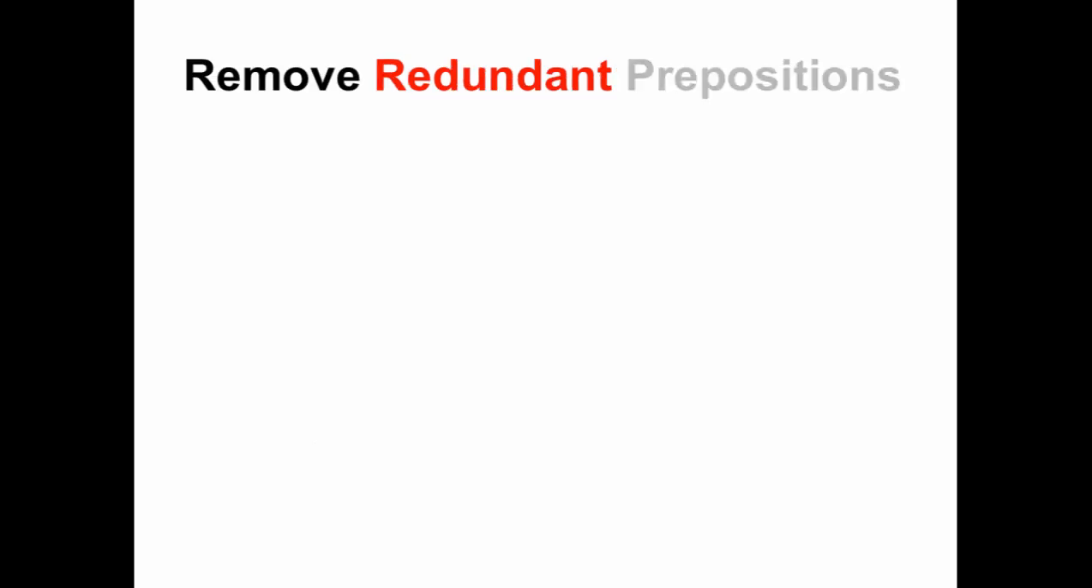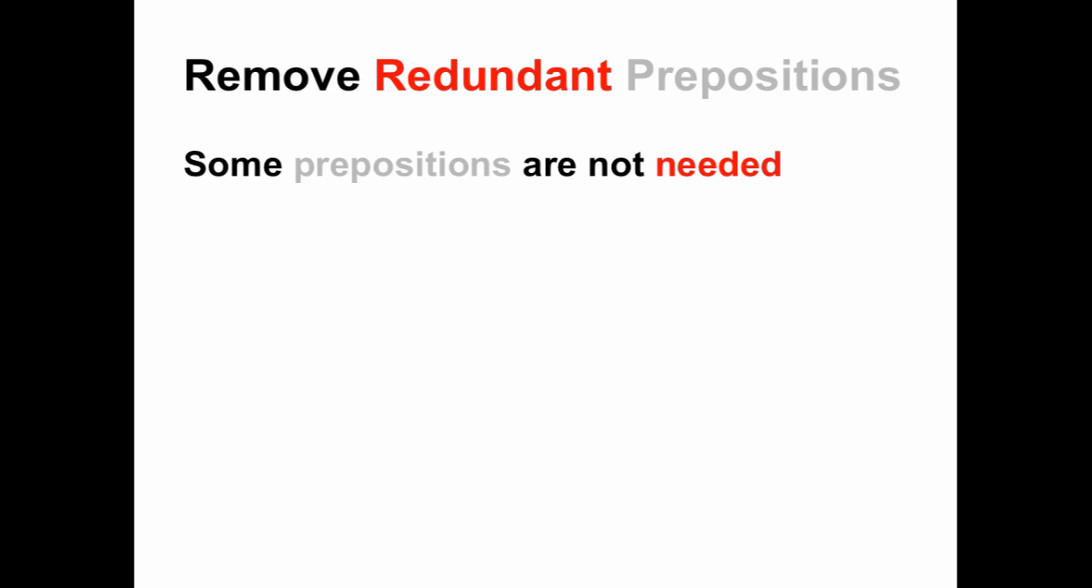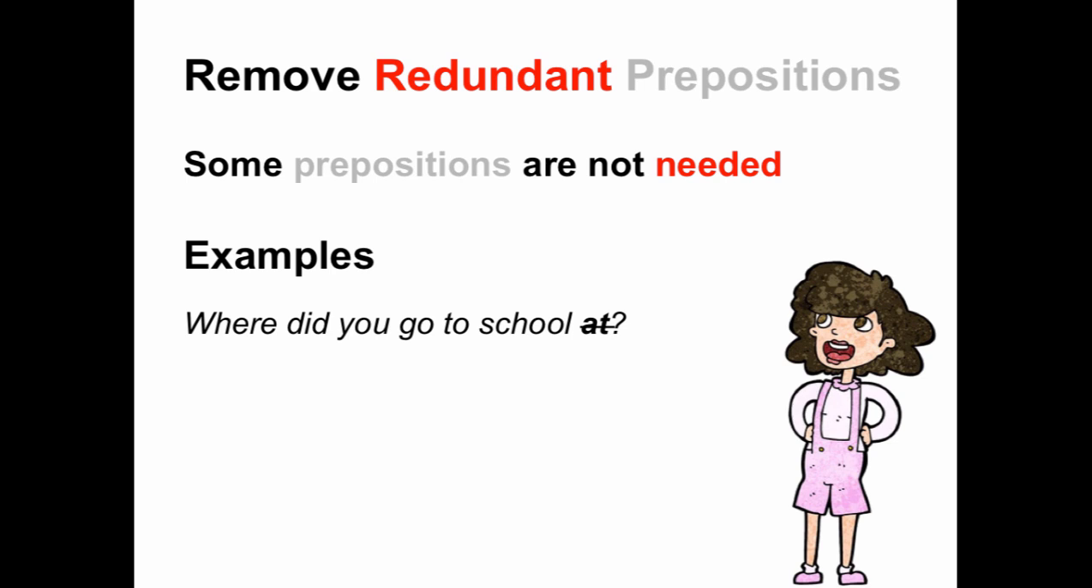When constructing sentences, you have to be careful to remove redundant prepositions. Speakers may use two prepositions when only one is needed. And we should always be trying to clean up our language by removing prepositions that are redundant. Here are some examples of sentences with redundant prepositions. Where did you go to school at?